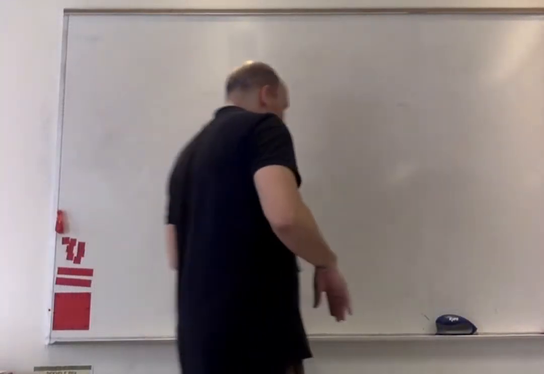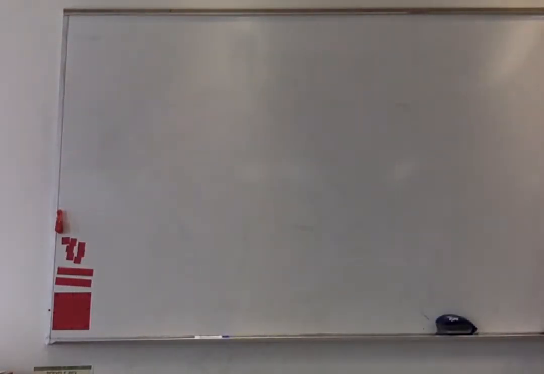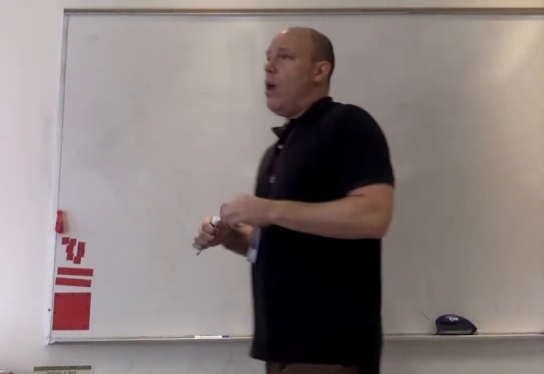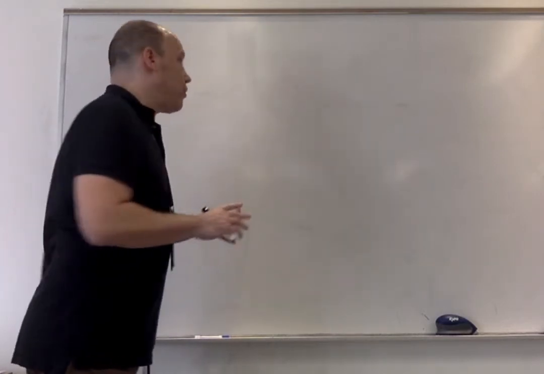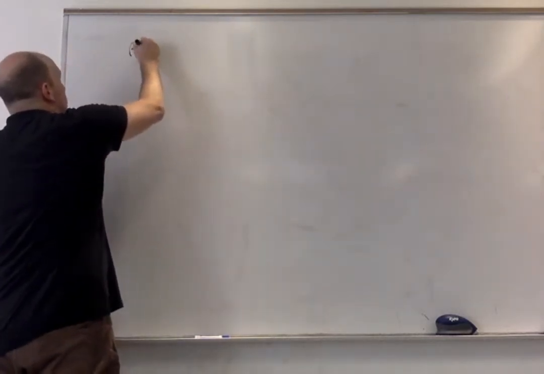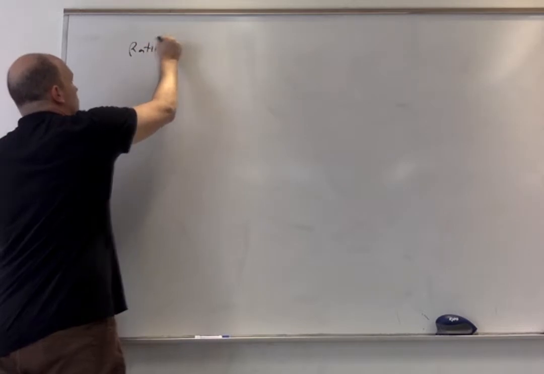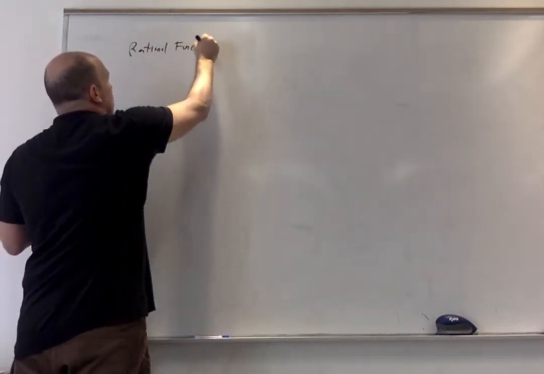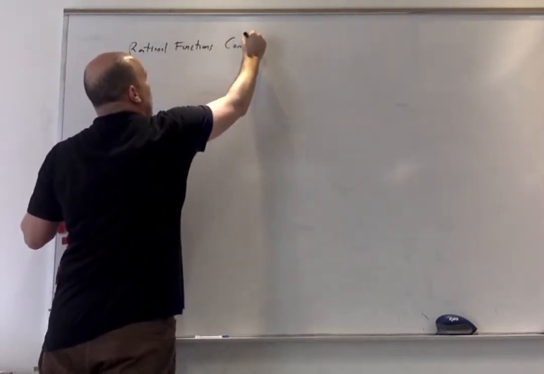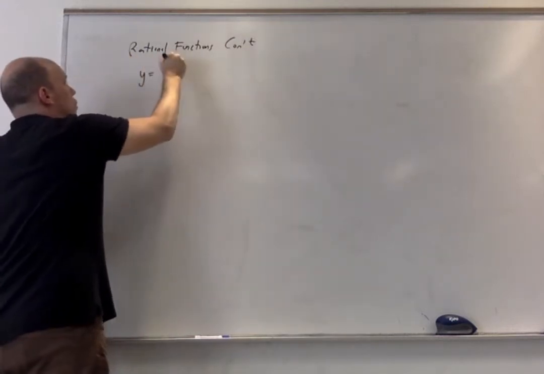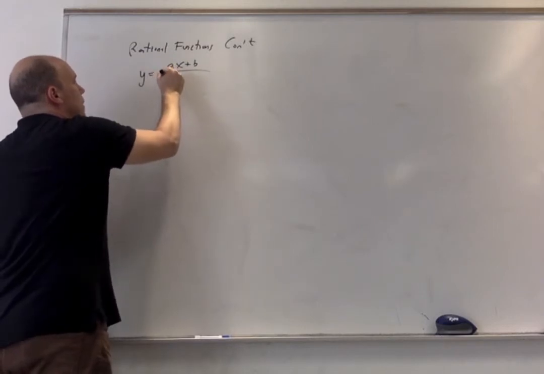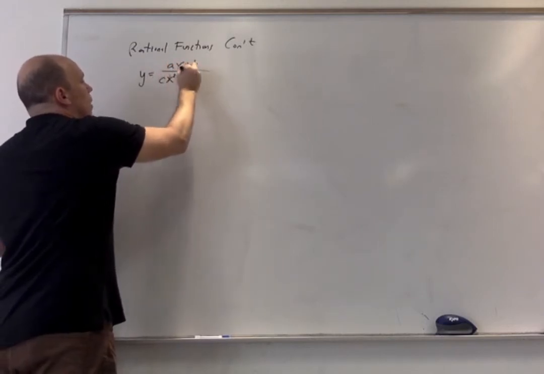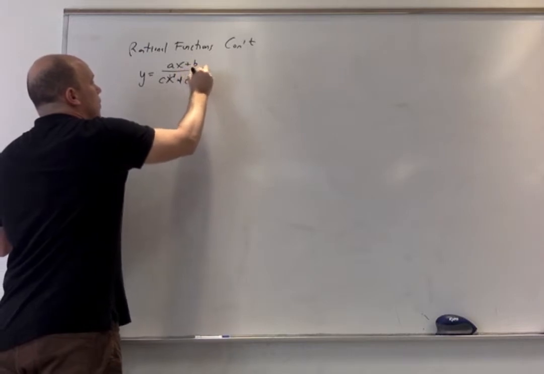Okay, the next thing we're going to work on for the higher level, you have to know how to basically sketch rational functions when there's a quadratic and a linear in the numerator and the denominator. So, rational functions, continued. What I want you to do first is I want you to do y equals a plus b over ax plus b over cx squared plus dx plus e.